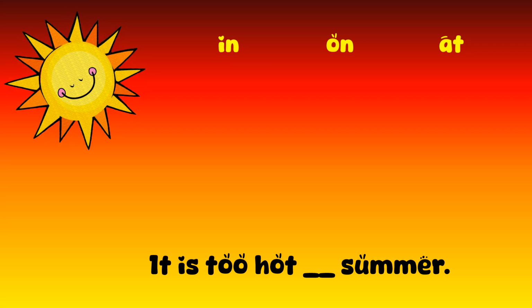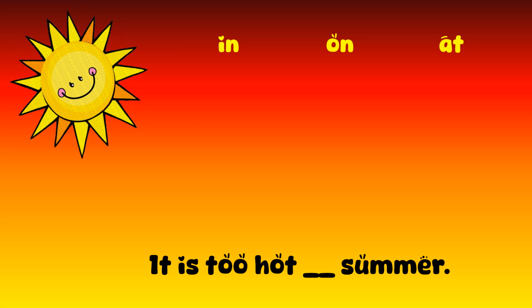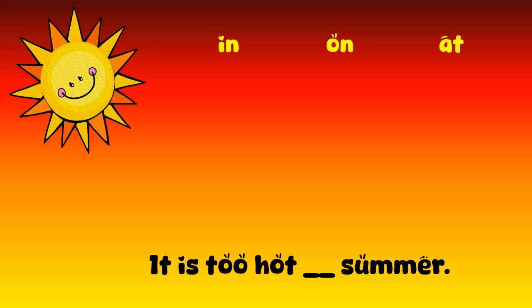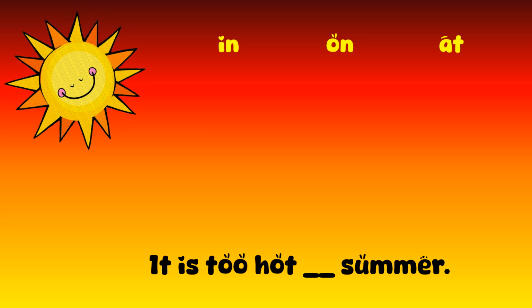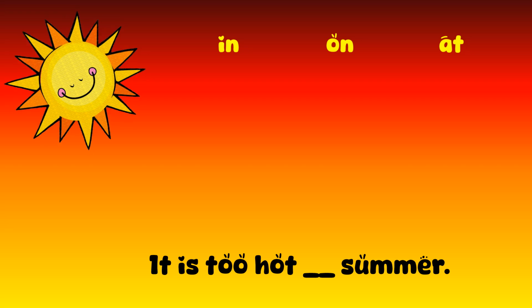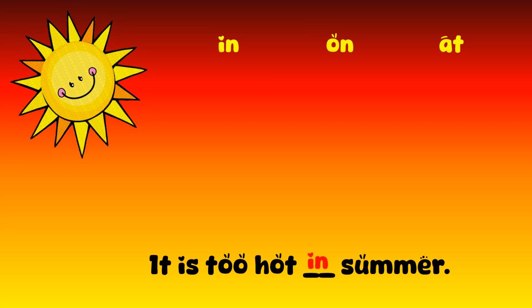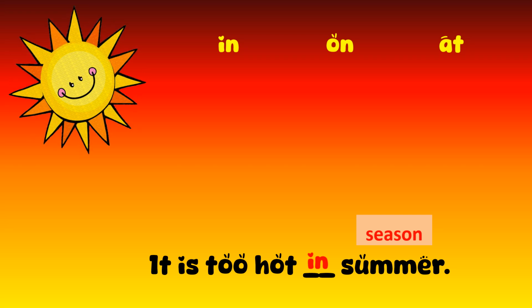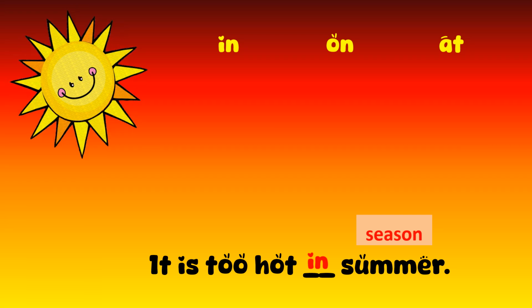Look at this picture. The sun is shining. So, can you guess the season? Yes, it's summertime. It's too hot dash summer. Again, summer is a season, a longer duration. That's why we'll use in. And remember, with the name of seasons, we always use in preposition.